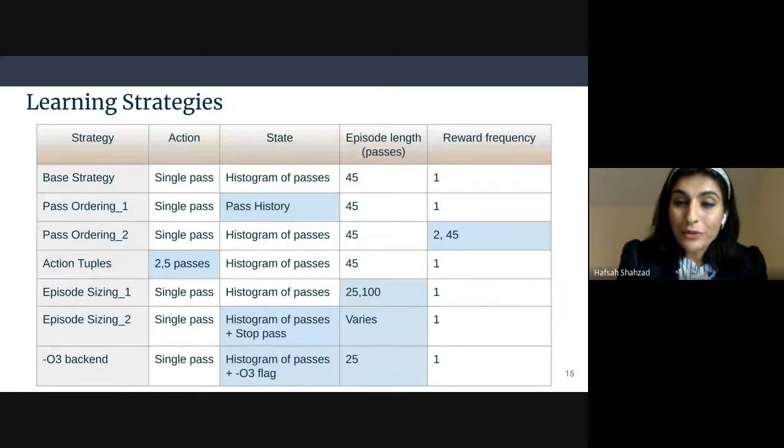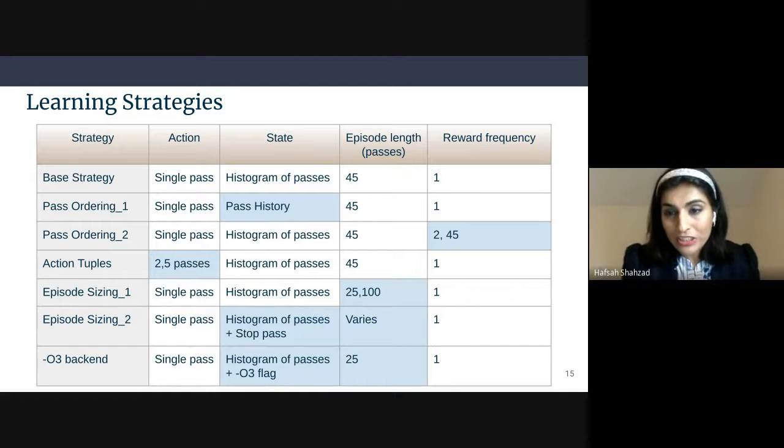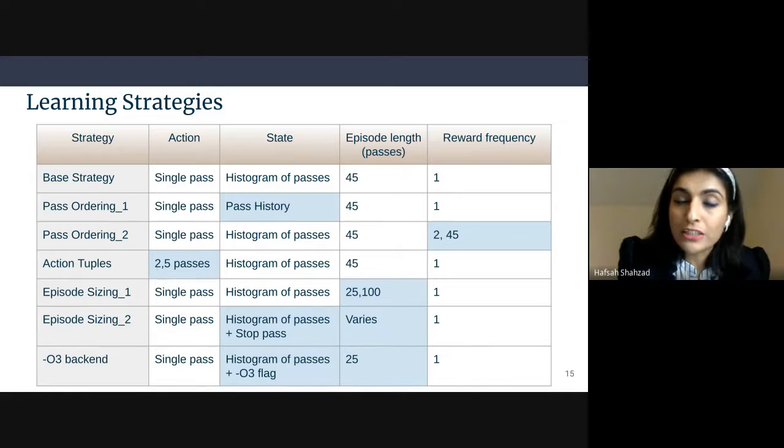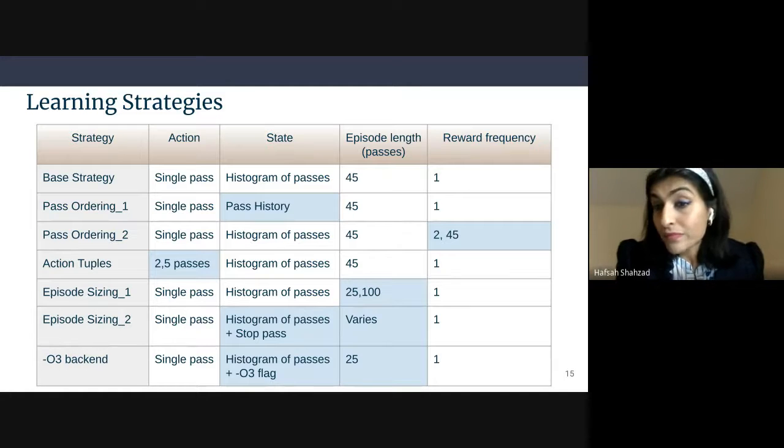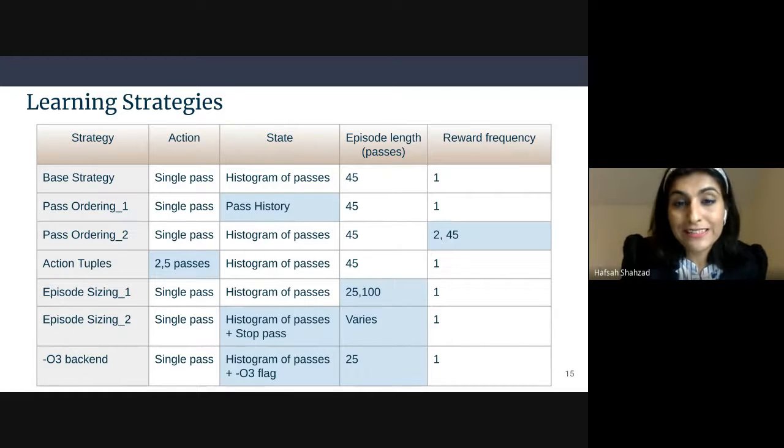Okay, so we have looked at different learning strategies, essentially looking at how we can impact the learning of the agent: what it is learning, and how it is learning, in order to achieve the maximum potential out of the system. We looked at a lot of strategies and tried to come up with different ways in which we can do that. If we go to the next slide, please.